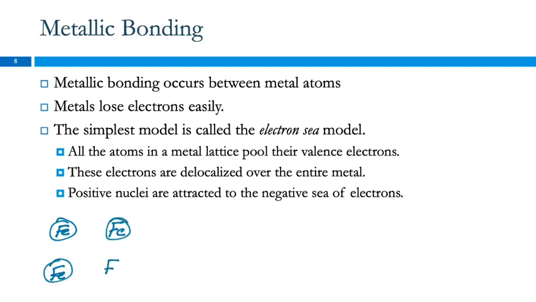So if we think about a chunk of iron, I'm just going to draw 4 of them. How many valence electrons does iron have?